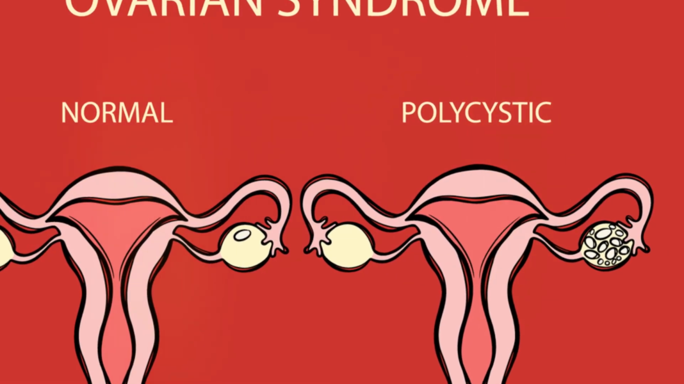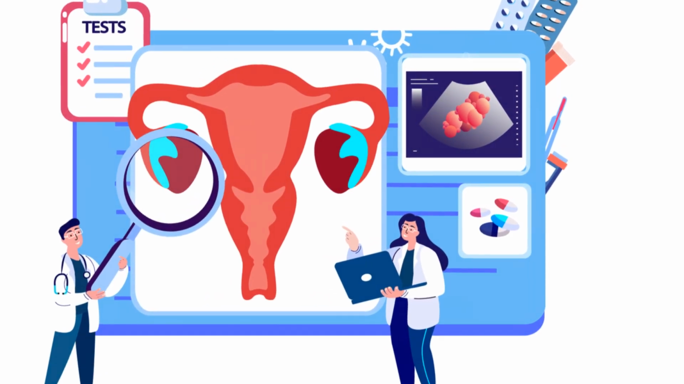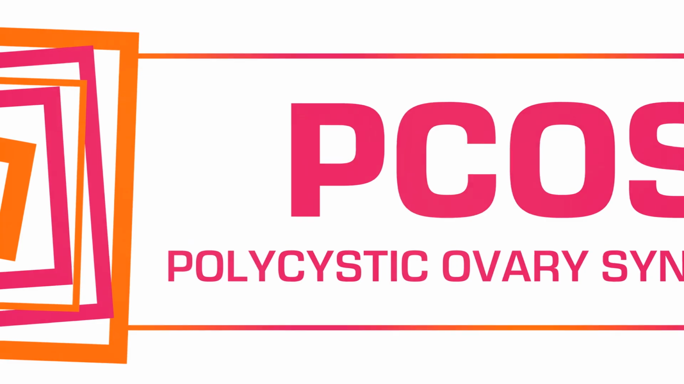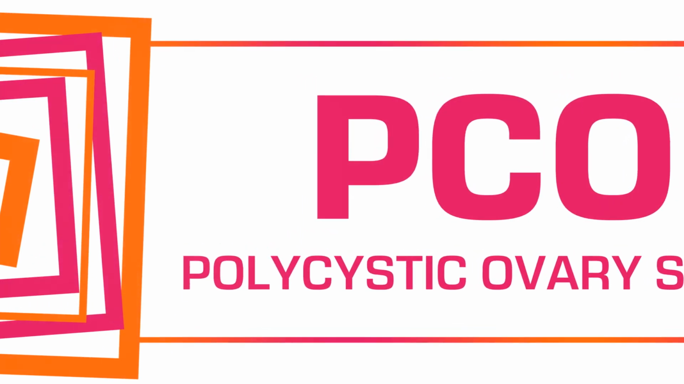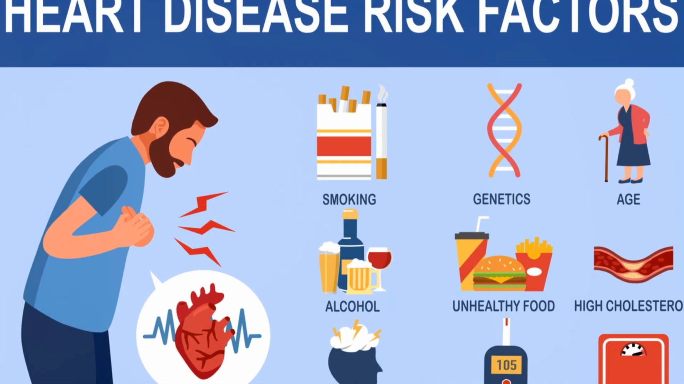Ninth, we have polycystic ovary syndrome, or PCOS. In women, this condition is strongly linked to insulin resistance and metabolic syndrome. Janet, a 30-year-old woman diagnosed with PCOS, discovered its connection to broader metabolic issues.